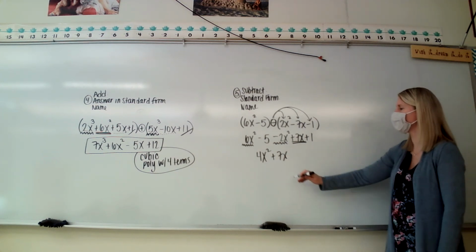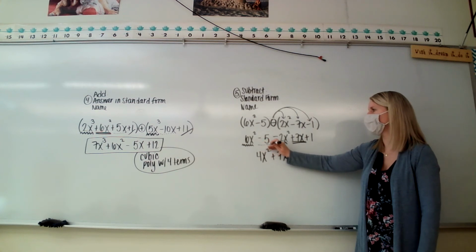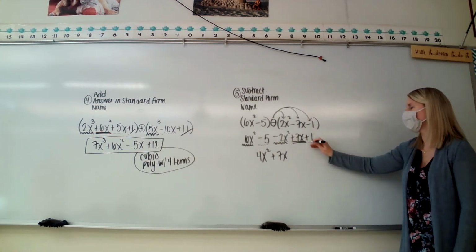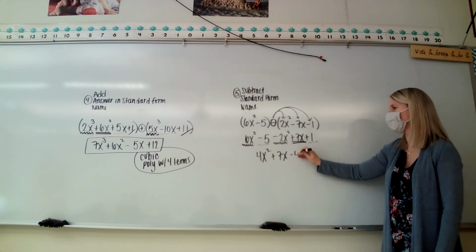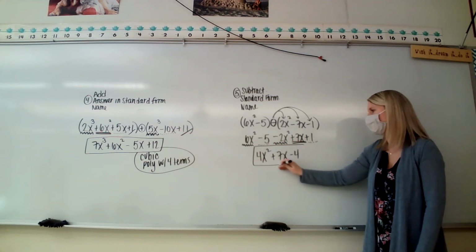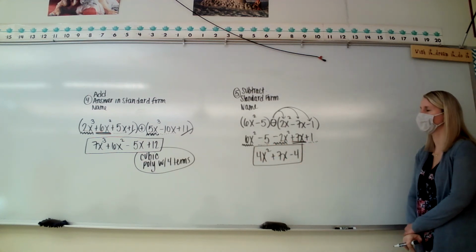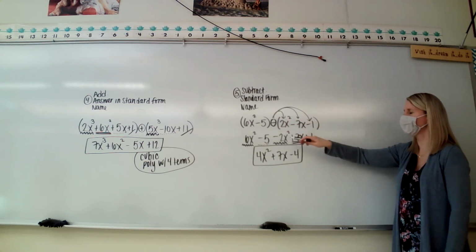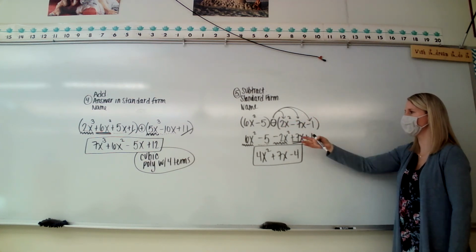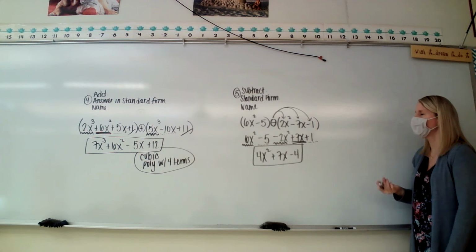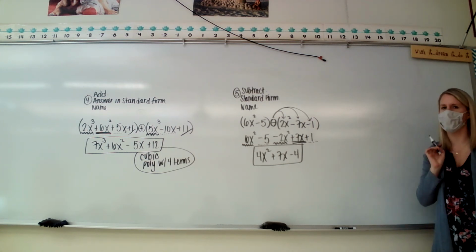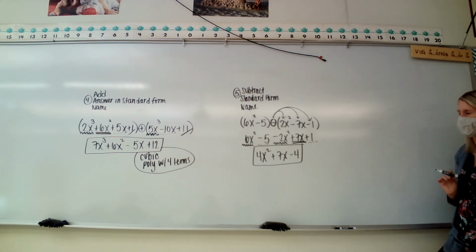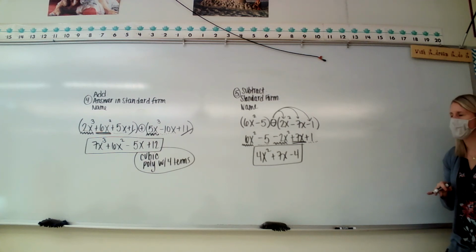And last but not least, my constants, my numbers. I have a negative 5 here, plus 1. That would give me minus 4. And now there's nothing else to combine. So I like to do that step where if I see subtraction, I just distribute it. It takes care of my signs for me, and then I can just add everything. If you're not doing that, just be very careful with your signs and subtraction. That's where you can get yourself into a little trouble if you're rushing or not paying attention.